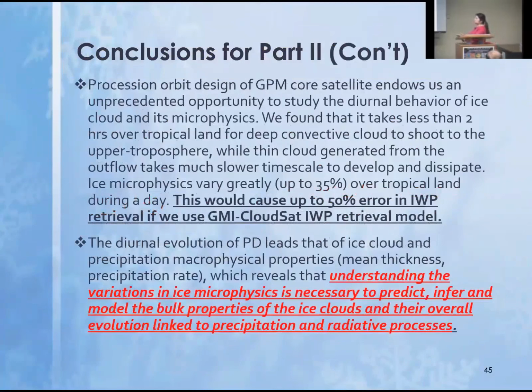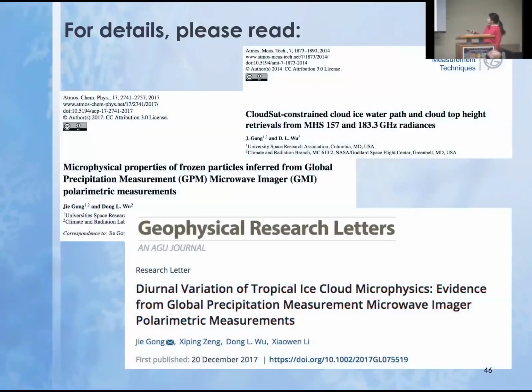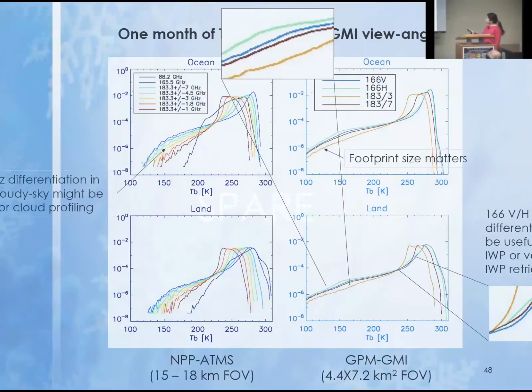So in our previous retrieval, if you don't consider the microphysics change, it's embedded with another error source. And the diurnal cycle of polarization difference leads that of the ice cloud and precipitation macrophysics property change, meaning that understanding the variation of ice microphysics is necessary to predict, infer, and model the bulk properties of ice cloud and precipitation and related processes. And for details, I have these 3 papers and other references if you're interested.